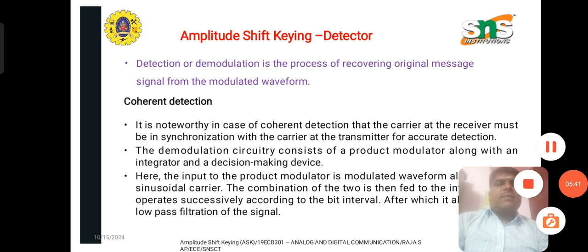So in this YouTube video, I discussed what is meant by digital modulation techniques and the various classifications of digital modulation techniques, and I discussed the amplitude shift keying generator circuit diagram. In the next YouTube video, I am going to discuss the detector or demodulation in ASK.